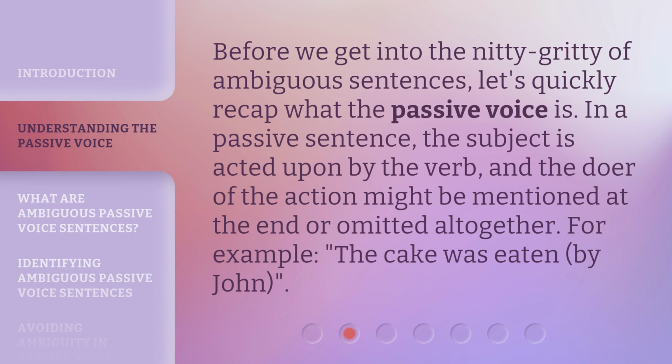Before we get into the nitty-gritty of ambiguous sentences, let's quickly recap what the passive voice is. In a passive sentence, the subject is acted upon by the verb, and the doer of the action might be mentioned at the end or omitted altogether. For example, the cake was eaten by John.